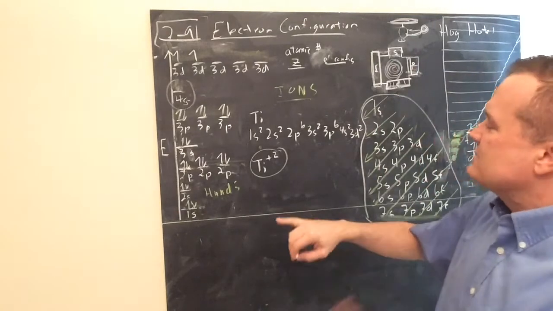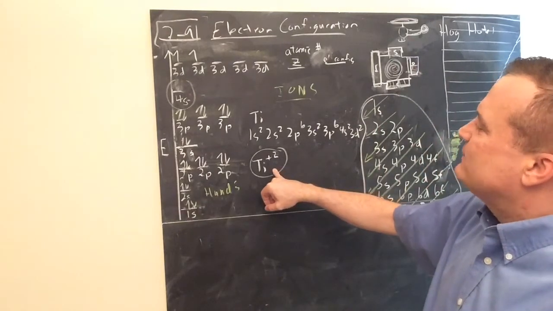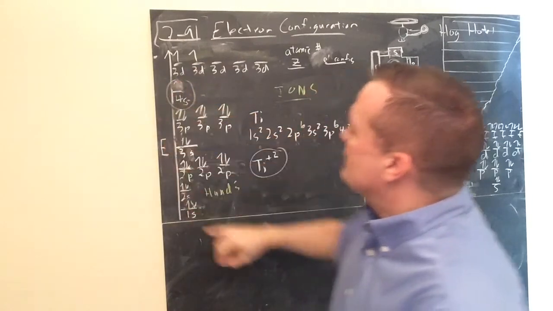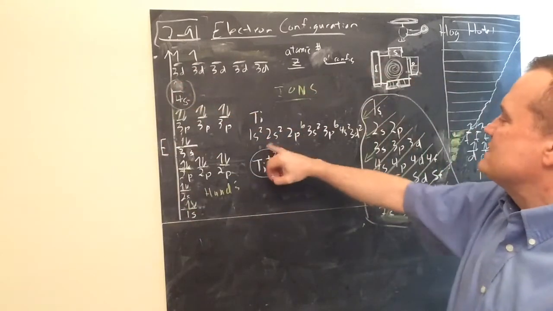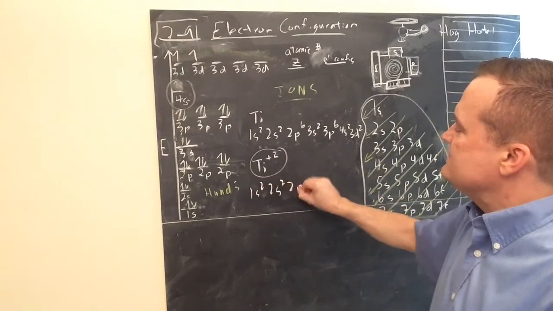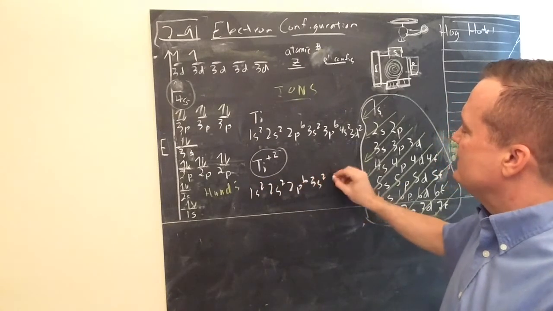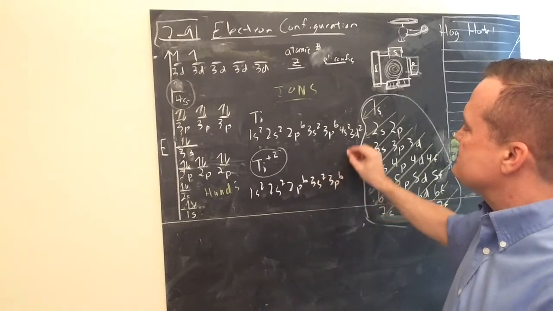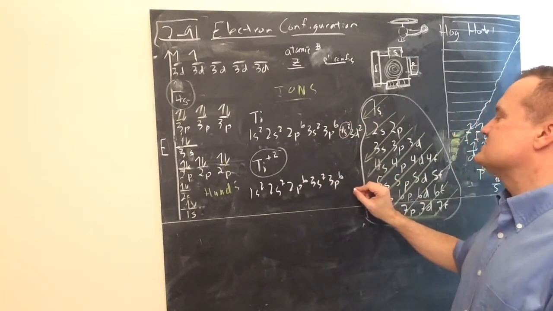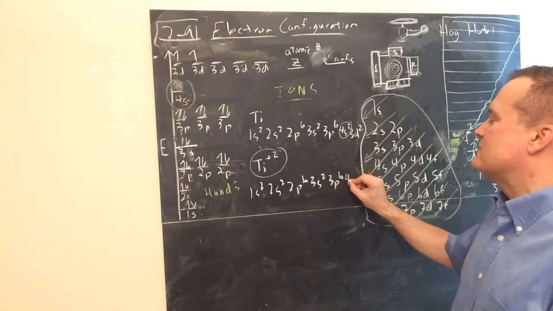But okay, all right, so anyway, back to this. So what is titanium plus 2? You take away 2 electrons from the 4s, and it becomes 1s2, 2s2, 2p6, 3s2, 3p6. So the 4s, you could just leave off 4s, or you could put 4s0 if you want to.